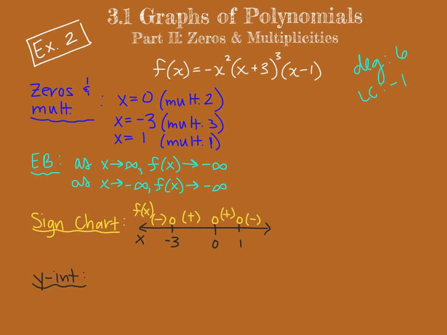The last piece of information we want to find before doing a sketch is the y-intercept. So we want to plug in 0 for x. So f of 0 will have us squaring 0, then 0 plus 3 and cubing it, and then 0 minus 1. It doesn't matter what any of this other stuff is, because I'm going to end up multiplying it by a 0 out front. When you do have a 0 out front, it's pretty easy because we'll have 0 times 27 times negative 1. So that ends up being 0.